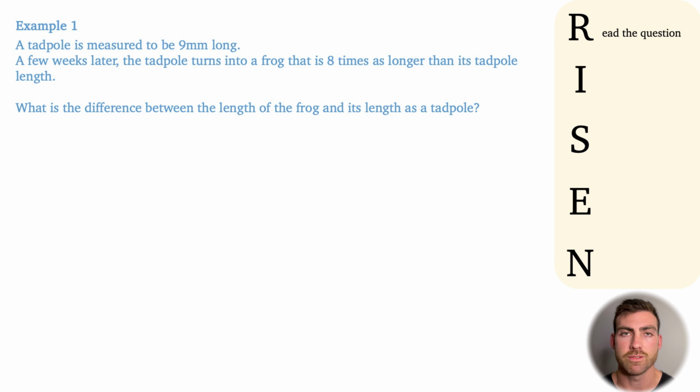Read the question carefully. A tadpole is measured to be 9 millimeters long. A few weeks later, the tadpole turns into a frog that is 8 times longer than its tadpole's length. What is the difference between the length of the frog and its length as a tadpole? Looking at a couple of words, we know that times relates to multiplication and difference relates to subtraction.